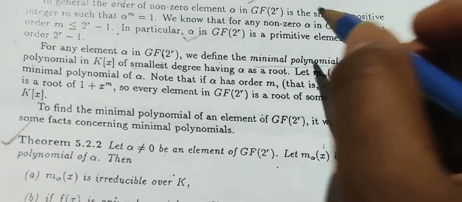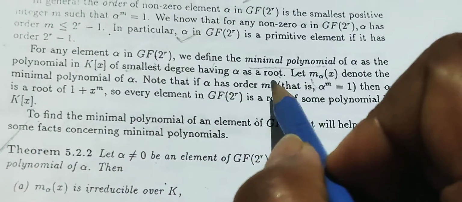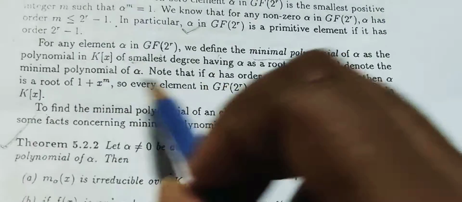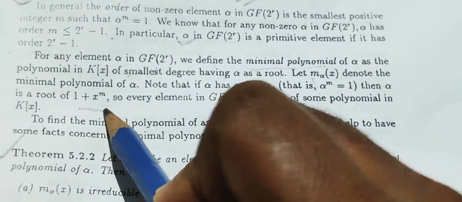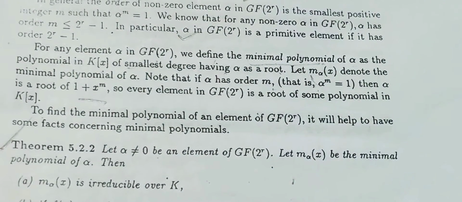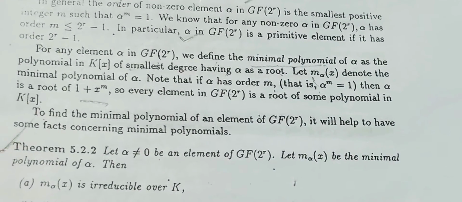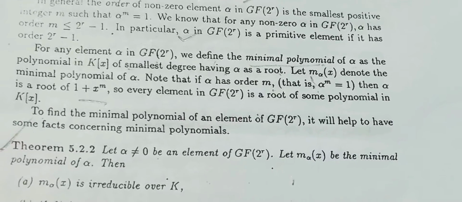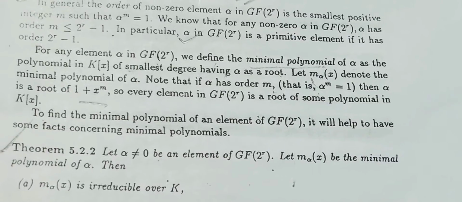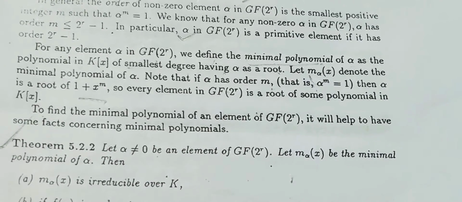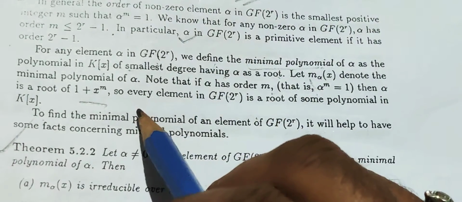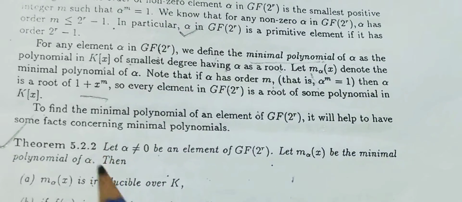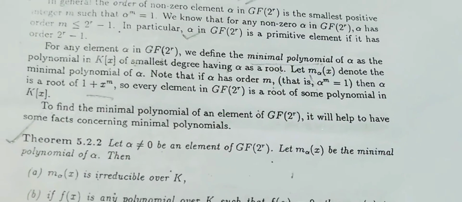Okay. So if alpha has order m, that means alpha raised to m is equal to 1. So alpha is the root of 1 plus x raised to m. If m is the order of alpha, then alpha raised to m is equal to 1, which means alpha is a root of 1 plus x raised to m. Okay. So this is the minimal polynomial.